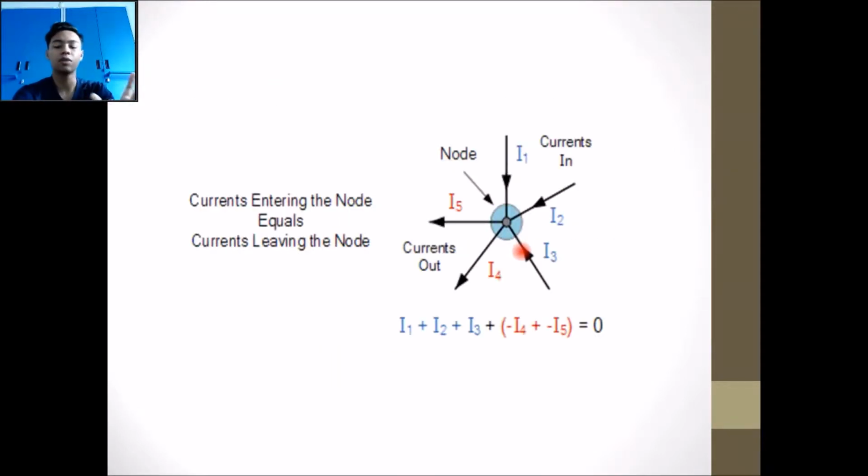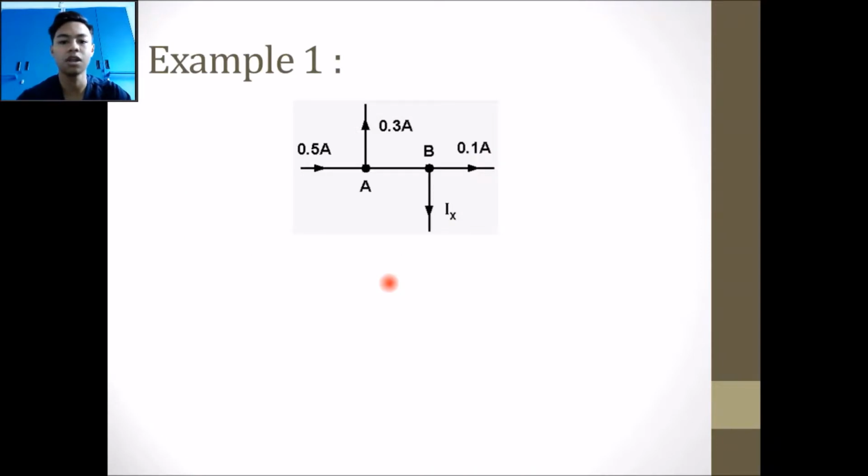Okay, so we look into this diagram. We can look here. I1, I2, and I3, which are entering the node, are equal to the current exiting from the node, which is I4 and I5. So we can get this equation: I1 plus I2 plus I3 plus negative I4 plus negative I5 equal to 0. Okay, let's look into the next example, which is example 1.